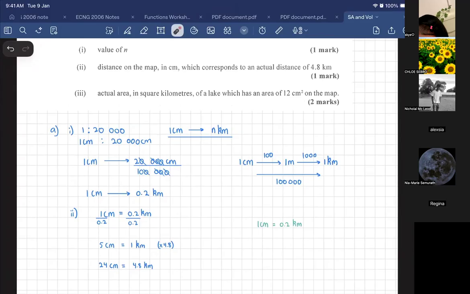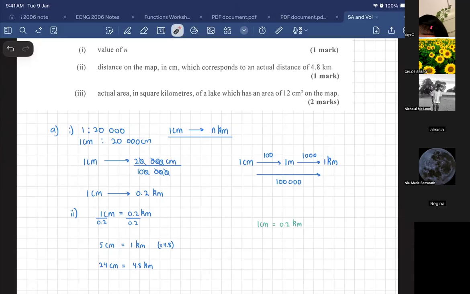According to part 2, I want to figure out the distance on the map that would correspond to what distance in real life. In part 2, they are asking for the distance on the map which corresponds to 4.8 kilometers. That's what they want us to figure out. In real life it's 4.8 kilometers, but what distance would that be on the map?